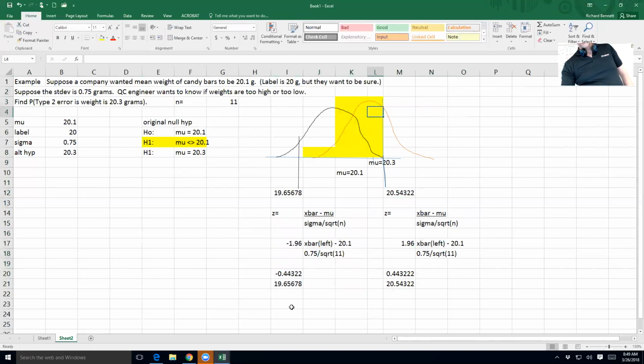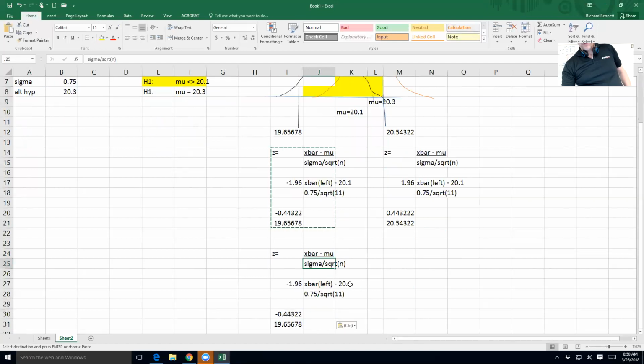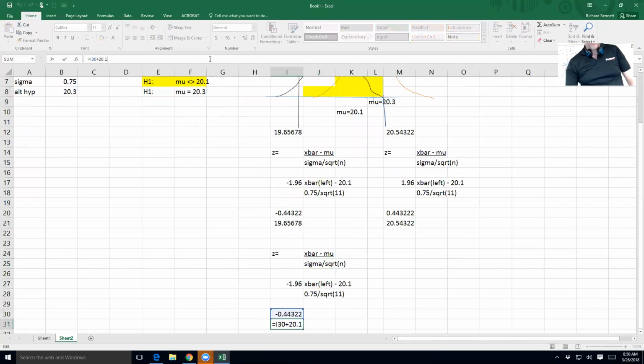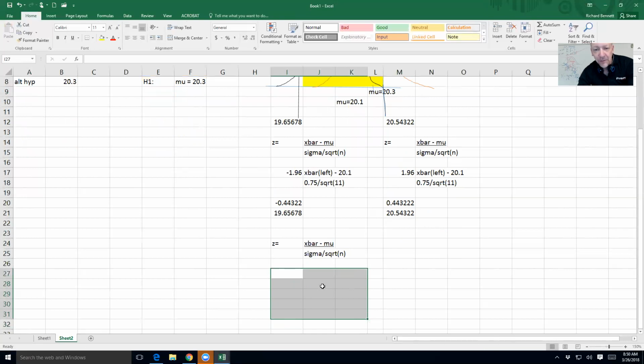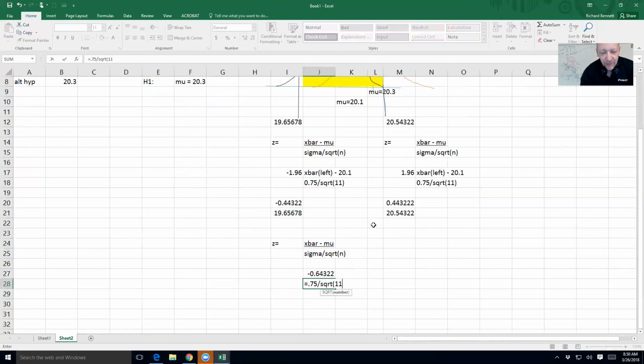So the idea here is now I'm going to use this exact same equation again, but this time my mu is not going to be 20.1, it's going to be 20.3. Okay? So now, in this case, I'm going to add 20.3, and wow, that's a, oh no, it's not. I did this wrong. It's the same equation, but my x bar is going to be this value here on the left, 19.65 minus 20.3, divided by 0.75 over the square root of 11. That's going to give me my z-score of that divided by that.